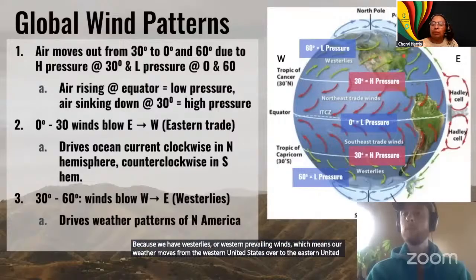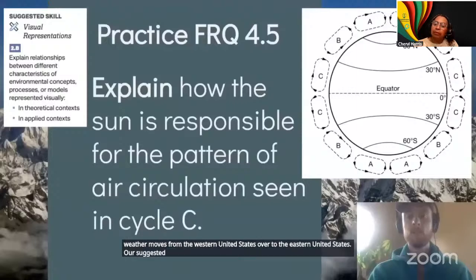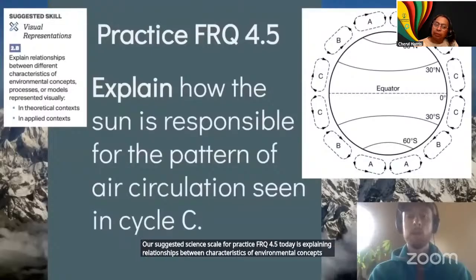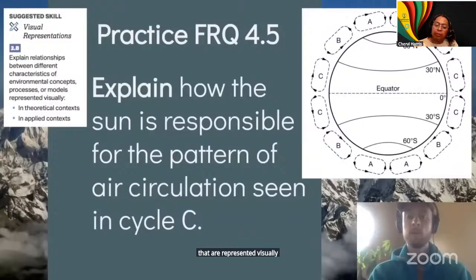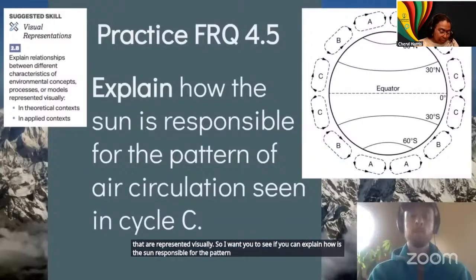Our suggested science skill for Practice FRQ 4.5 today is explaining relationships between characteristics of environmental concepts or models that are represented visually. So I want you to see if you can explain how is the sun responsible for the pattern of air circulation that we see in cycle C on the diagram here.